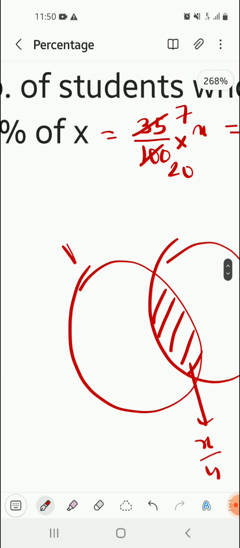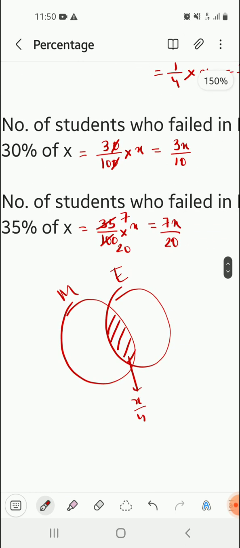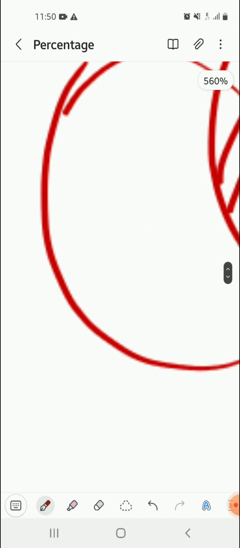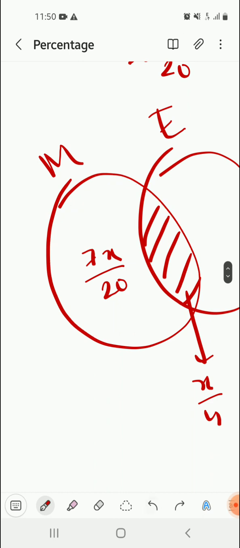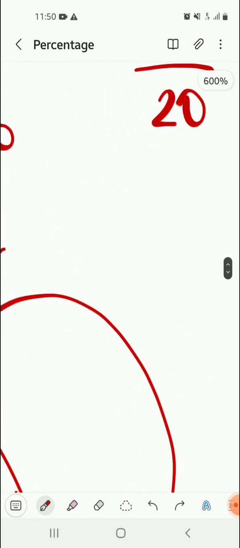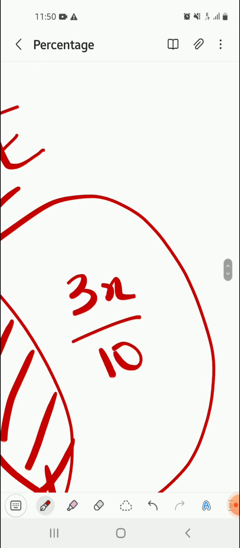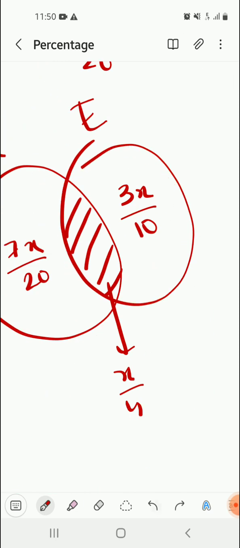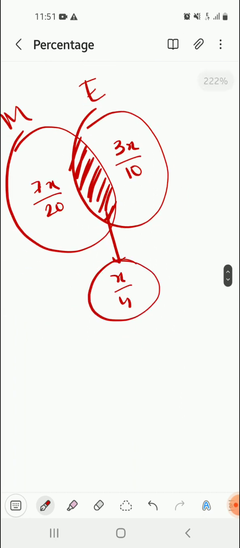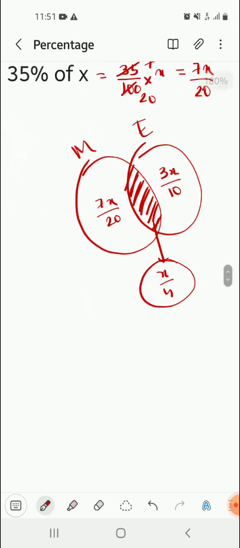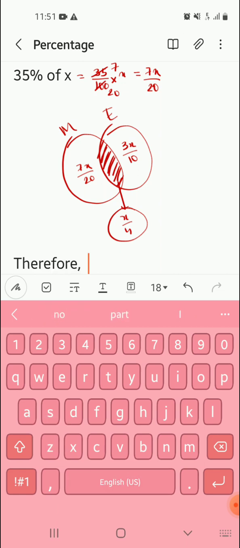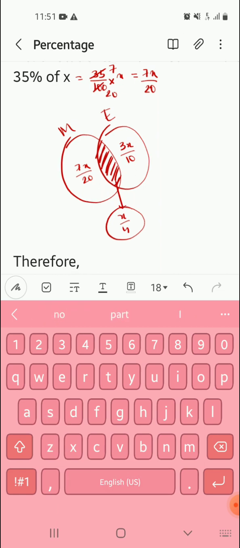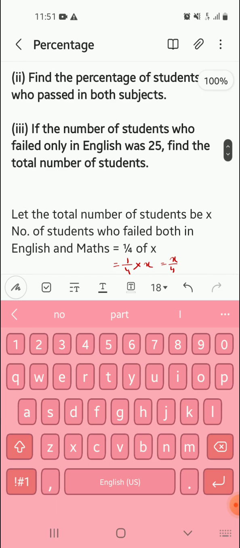This number of students who failed in both is actually x by 4. And over here, if we consider this as the maths and this as English, then we can say that 7x by 20 failed in maths, that is the entire circle, and in English 3x by 10, again the entire circle. Now you can see there is a repetition of this portion, that is x by 4, who failed in both. So in that case we are going to deduct this. Therefore, the number of students who failed in any of the subjects, not number, it will be percentage.